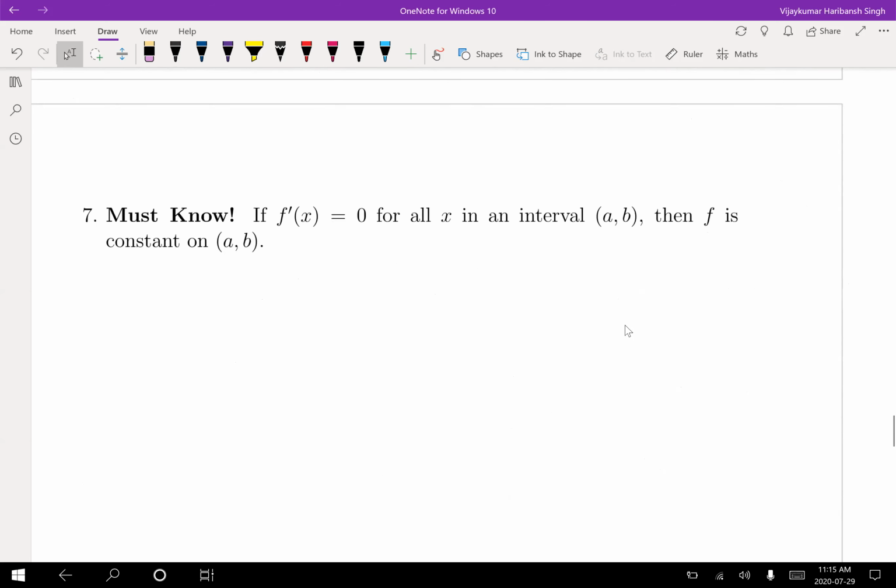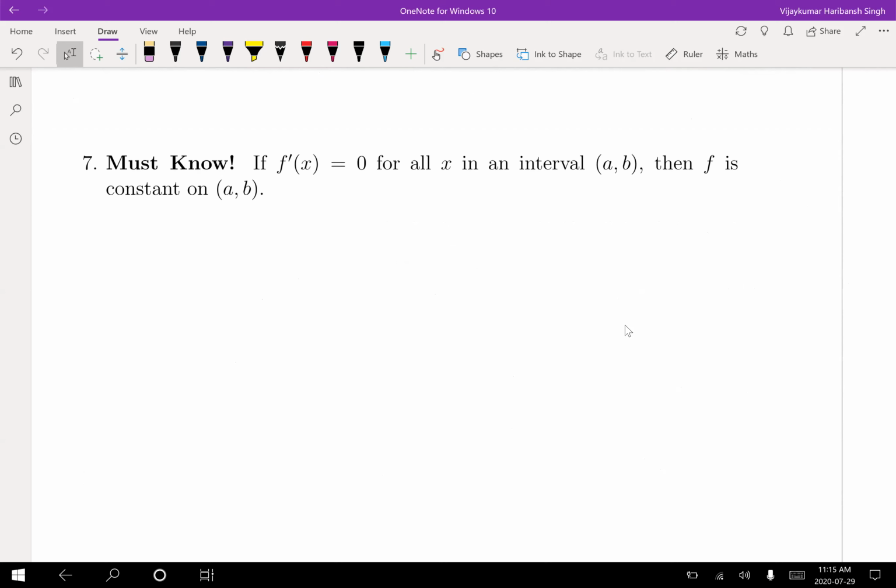Now let's look at the following problem. If f prime of x is 0 for all x in interval ab, then f must be constant on ab. Now note that you already know one way. You have already seen that if f is constant, then f prime of x equals 0. This theorem is the other way around. It's saying if the derivative is 0, is the function constant?